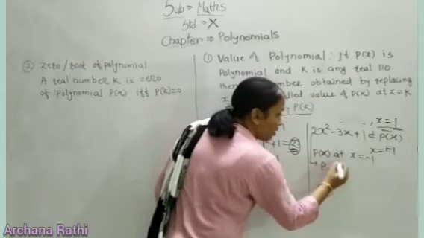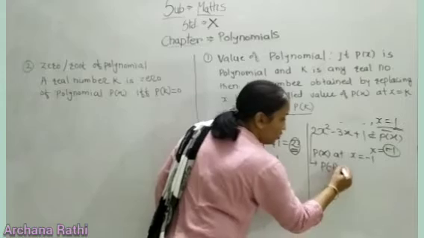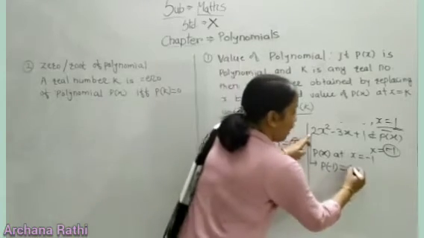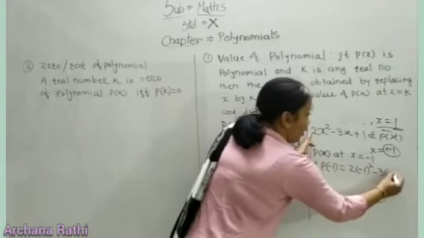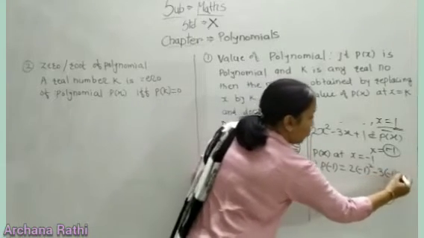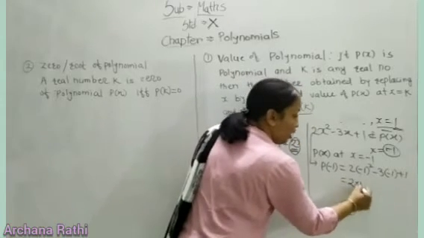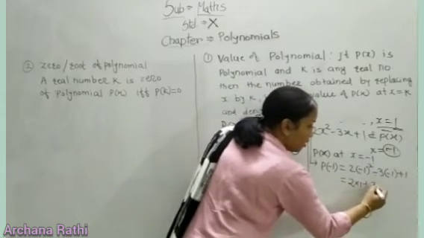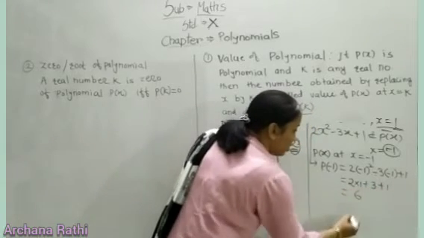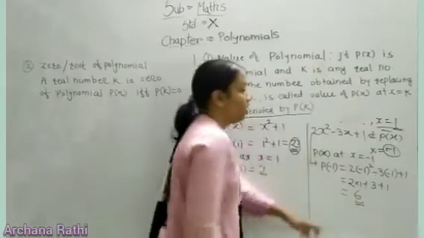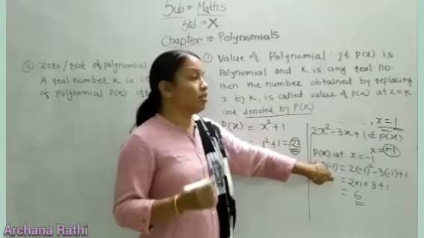Now in place of x, what do we put? Minus 1. Therefore p of minus 1 equals 2 as it is, and in place of x, minus 1 square, minus 3 into minus 1, plus 1. Now 2 into minus 1 square is 1, minus of minus 3 is plus 3, plus 1. This is 2 plus 3 plus 1, that is 6. This 6 is your value of p of x at x equal to minus 1.